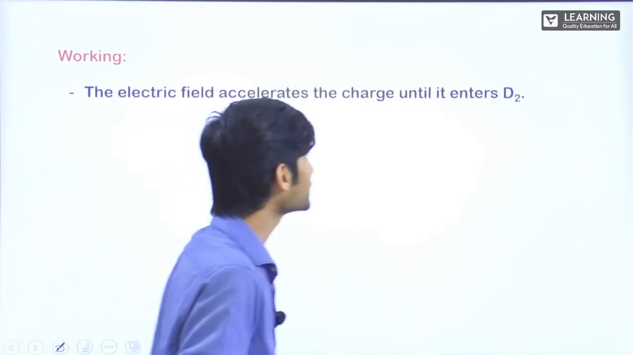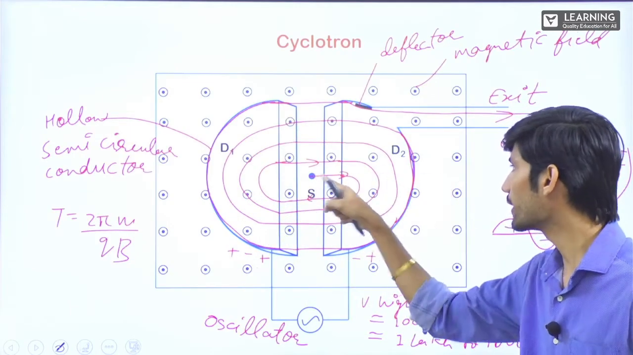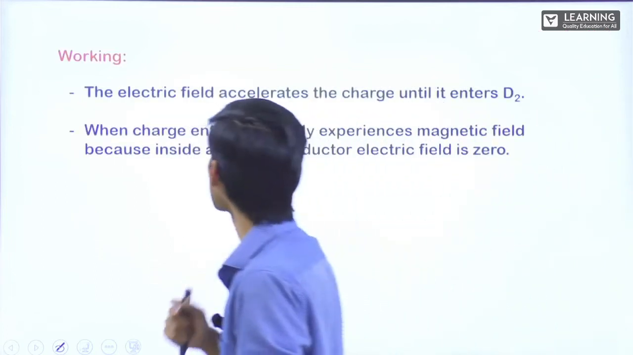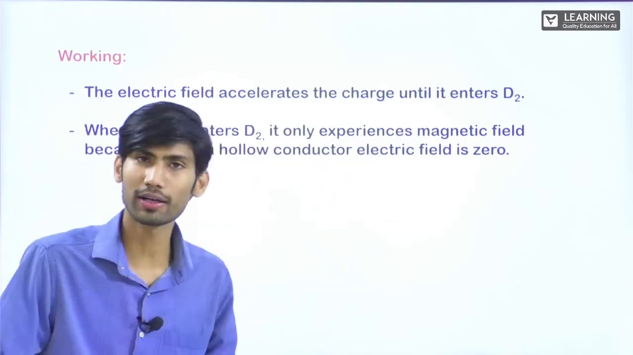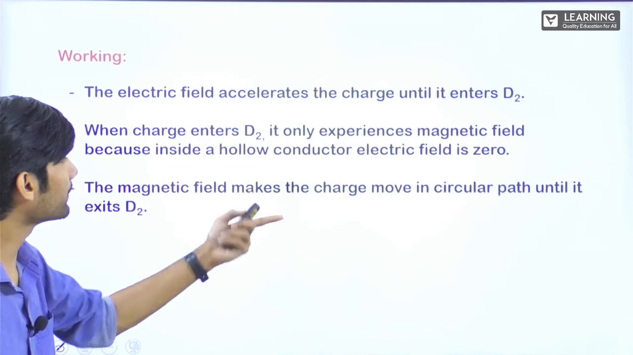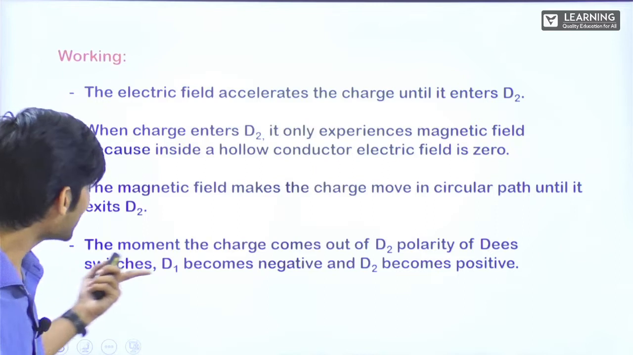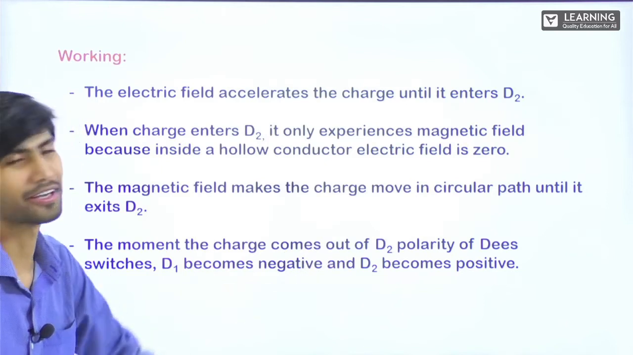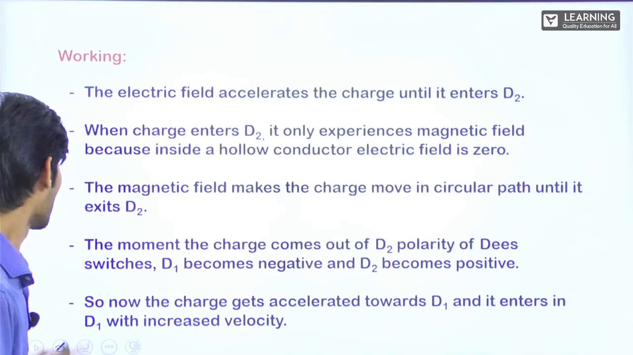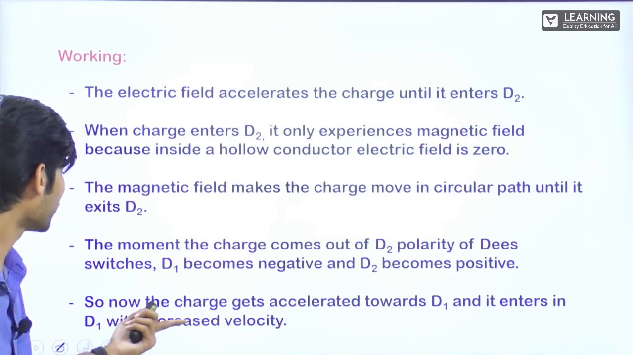The electric field accelerates the charge until it enters D2. This was D1. This was charge. This is D2. Until it enters D2, the electric field will accelerate. Okay. When charge enters D2, it only experiences magnetic field because inside a hollow conductor electric field is 0. The magnetic field makes the charge move in circular path until it exits D2. The moment the charge comes out of D2, polarity of D switches. D1 becomes negative and D2 becomes positive. So now the charge gets accelerated towards D1 and enters in D1 with increased velocity.